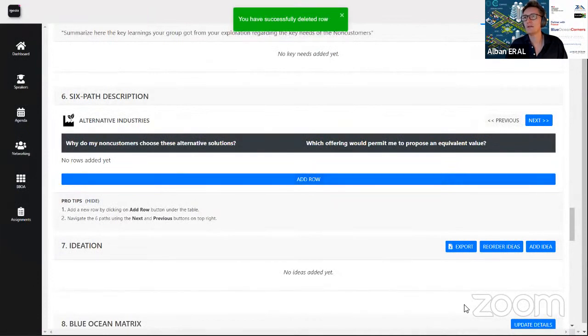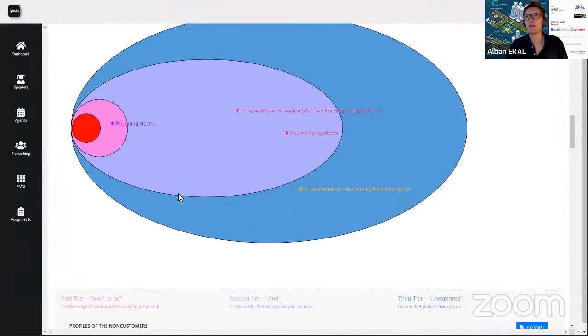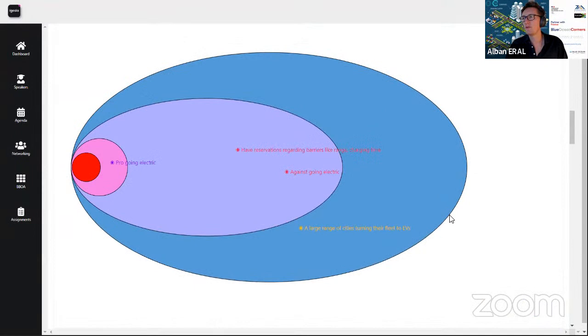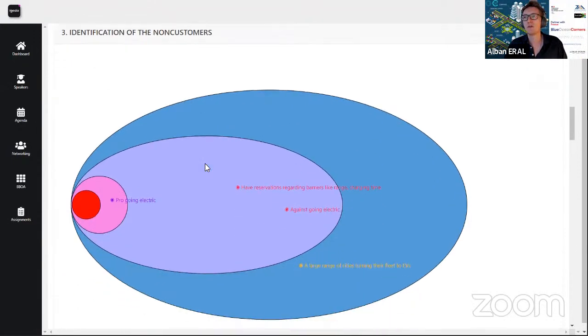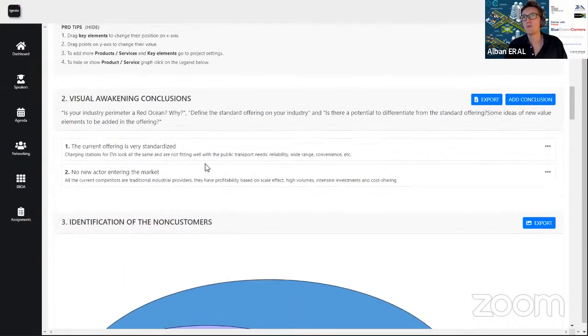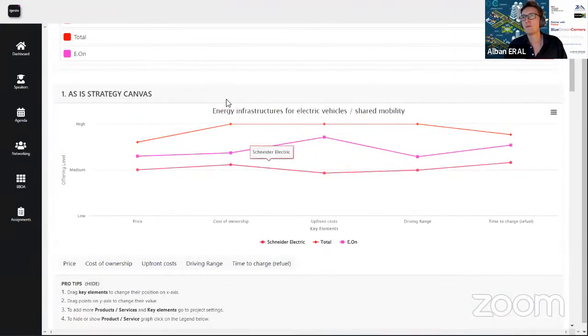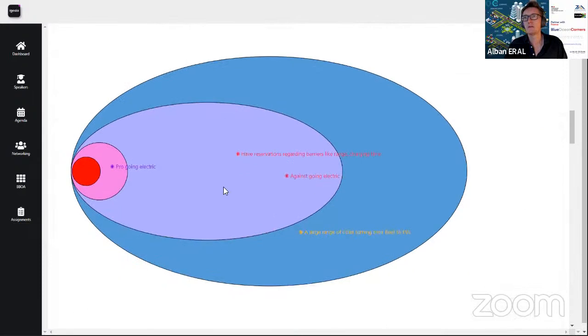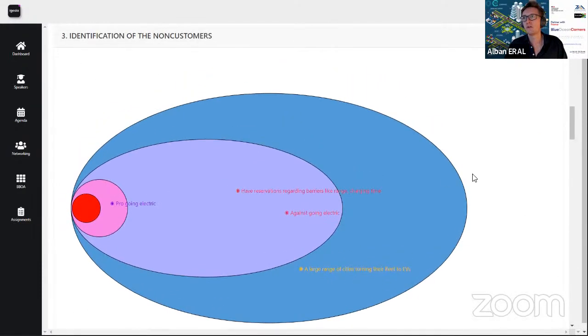Is it all clear for this? This is the workshop you will have now on the non-customers. Start with the non-customers. And if some of you are not yet ready with this strategic Canva, you can also work on it and then go on to this identification of the non-customers.